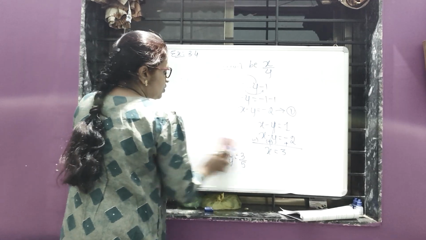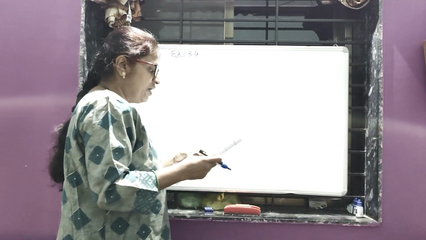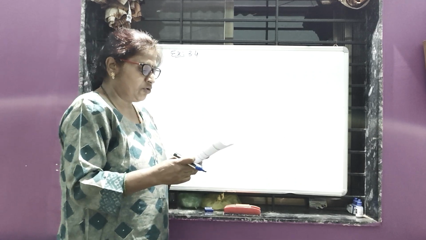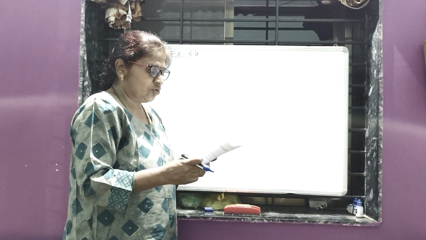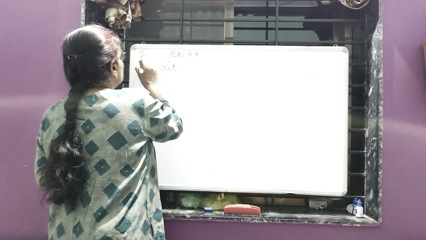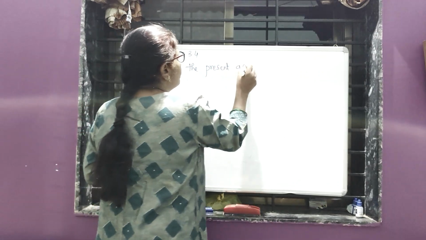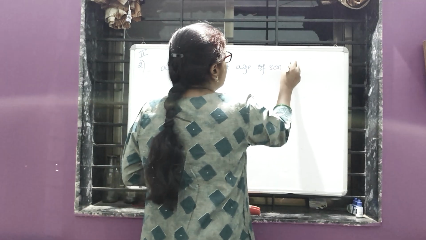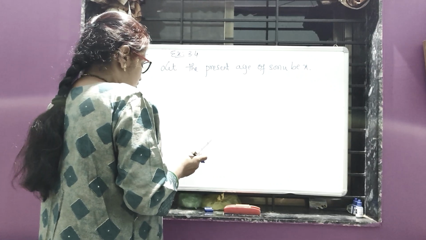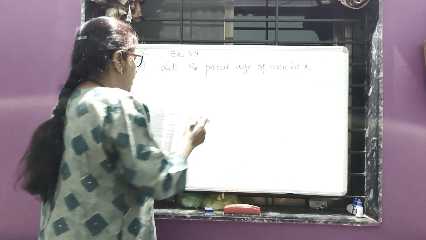Now let us move on to the second question. The second question is, 5 years ago Nuri was thrice as old as Sonu. That means, they have given that Nuri was thrice as old as Sonu, so we have to take Sonu as x. Let the present age of Sonu be x. Nuri was thrice as old as Sonu. That was 5 years ago.